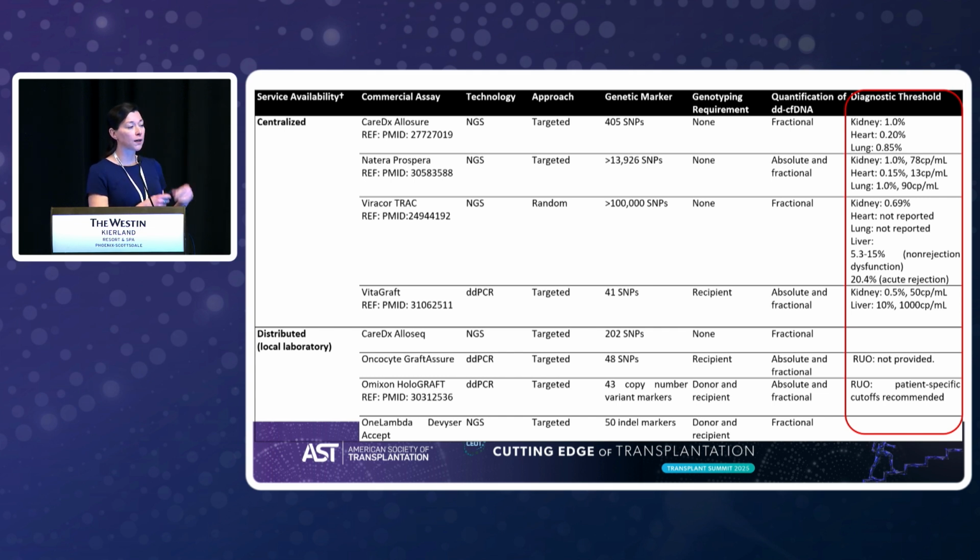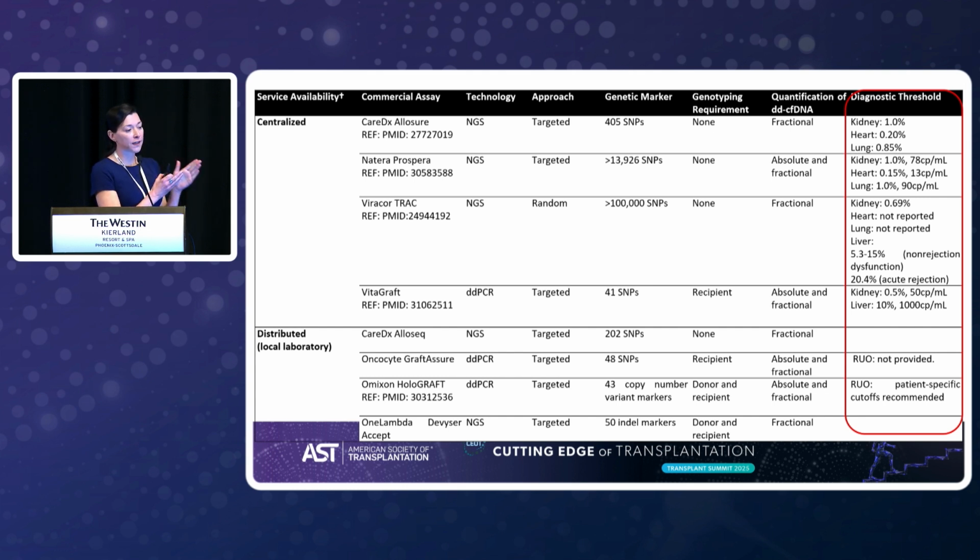And then I think the most important source of variation among these assays is in the red box. Here I've summarized the diagnostic threshold reported by each of the vendors. So the first point here that I want you to appreciate is that if you are testing in a kidney transplant patient, the actionable or abnormal threshold for your kidney transplant patient is going to differ depending on the test that you're using. So 2 of the vendors report 1% of donor-derived cell-free DNA as abnormal. Another vendor reports 0.69%, and another is reporting 0.5%.